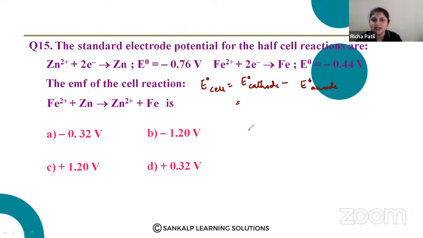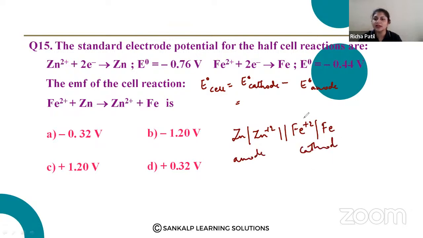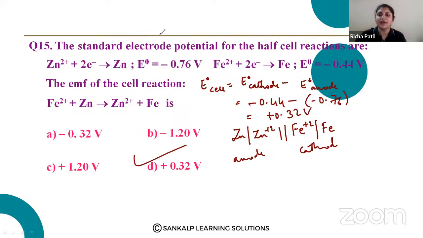So the cell representation is Zn dipped in Zn plus 2, divided by Fe plus 2 dipped in Fe. So this is the anode, this is the cathode. Yes, the answer is D. So E cathode value is minus 0.44, minus of minus 0.76 volts. So this comes to be plus 0.32 volts. This is the way you're going to solve it.